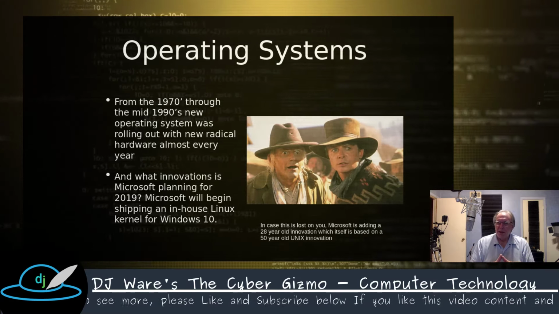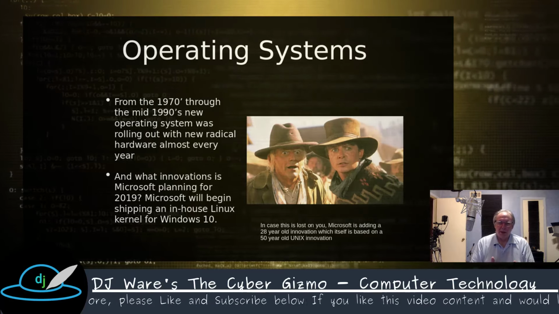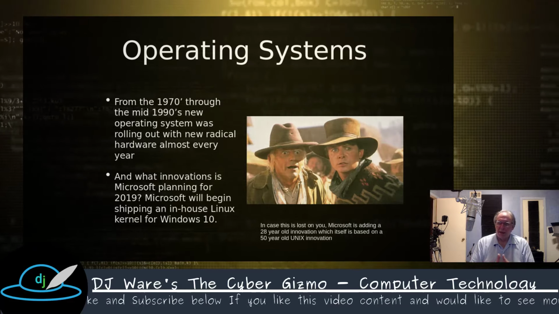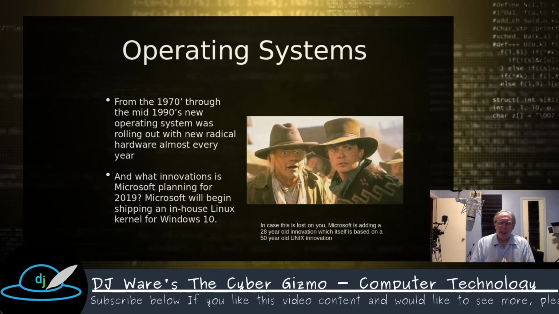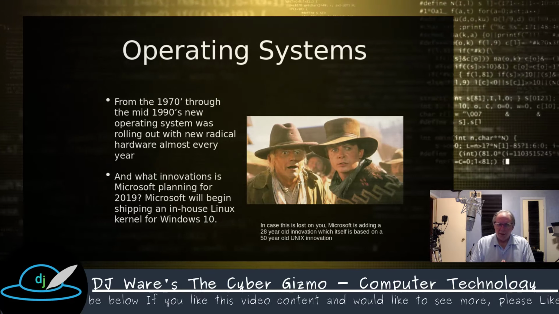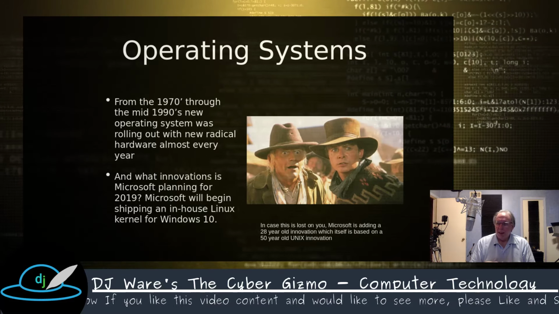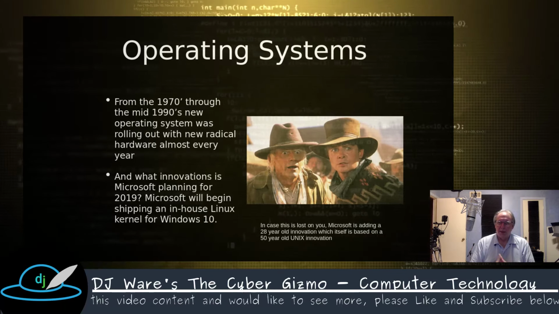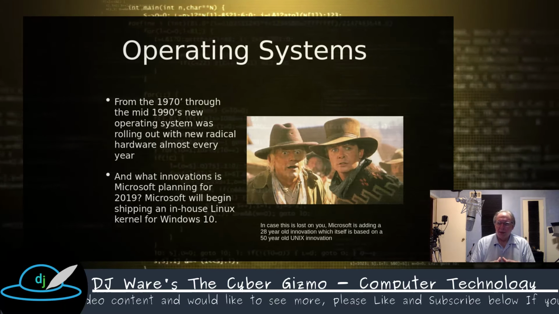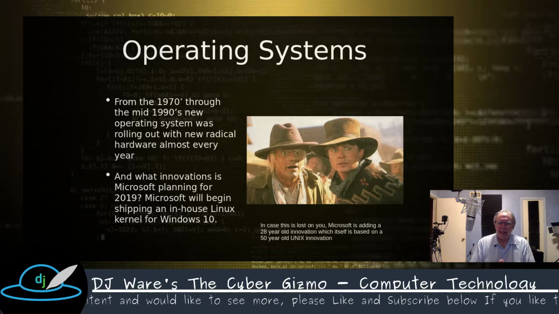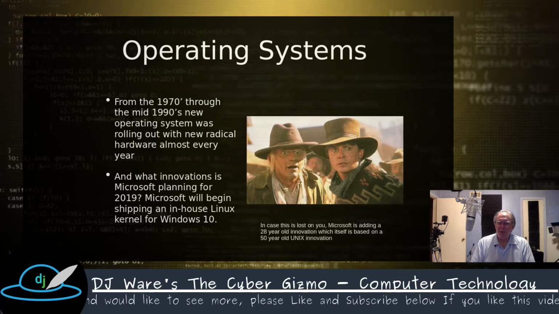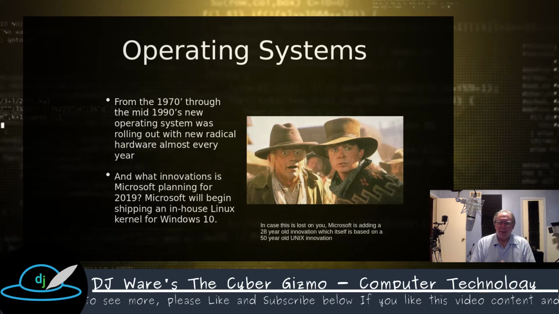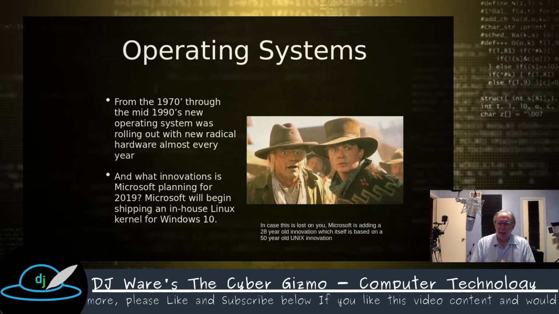So what innovations is Microsoft planning for this year? They're going to begin shipping an in-house built Linux kernel for Windows 10. In case that's lost on you, let me explain. Microsoft is adding a 28-year-old innovation to Windows. And that 28-year-old innovation is in itself based on a 50-year-old innovation called Unix. That's back to the future. That is not innovation.